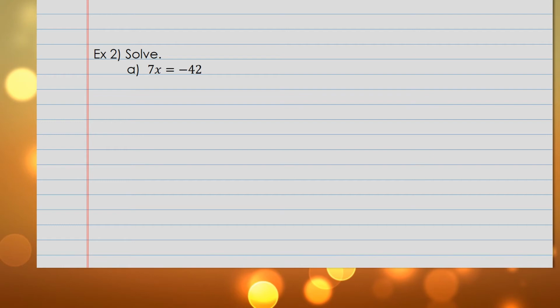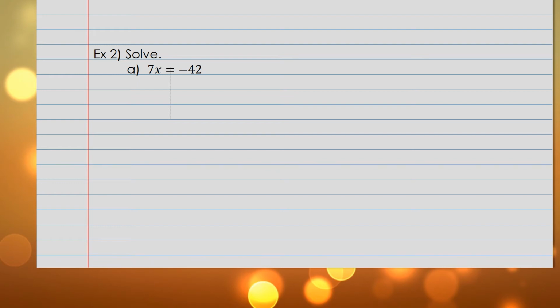Example 2, solve. For A, we have 7x equals negative 42. Now notice this is an equation, so I draw a line at the equal sign. Now we're trying to isolate and solve for x, so find the side that x happens to be on. Is it the left or is it the right? In this case, x is on the left side. So only looking at the left side, notice you have 7x.